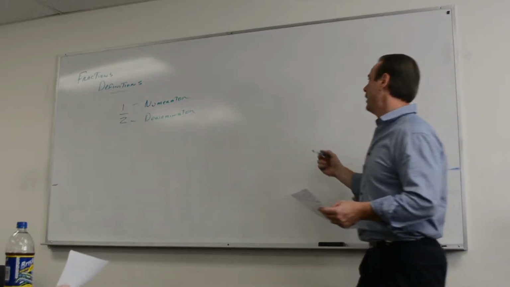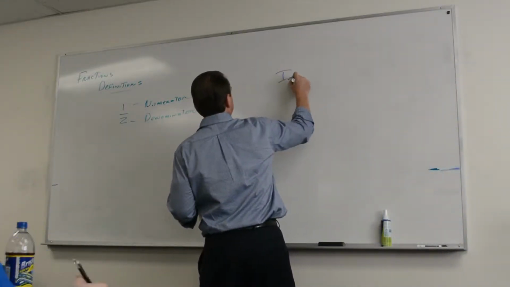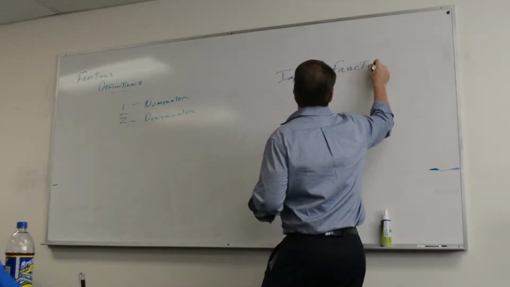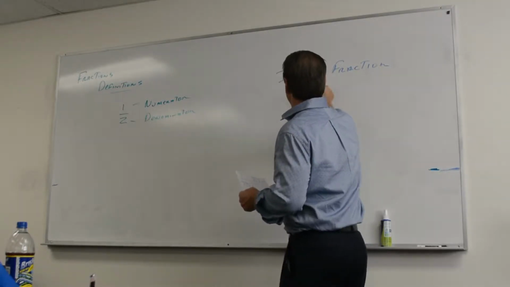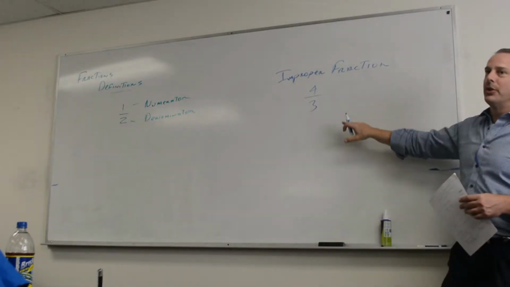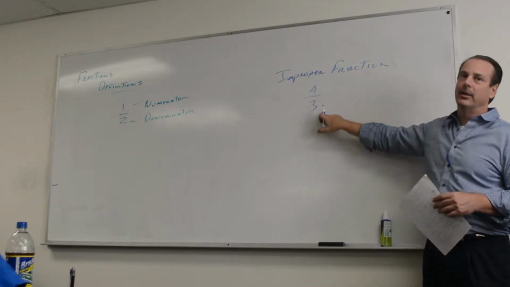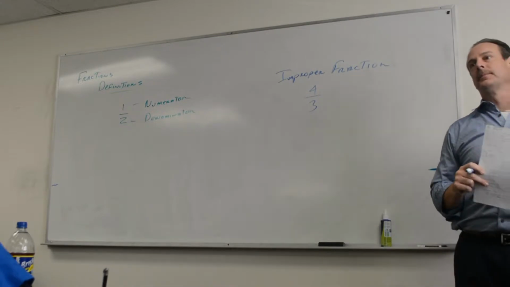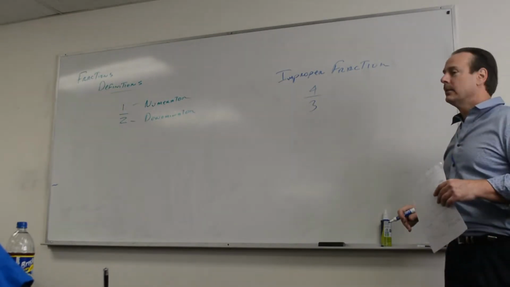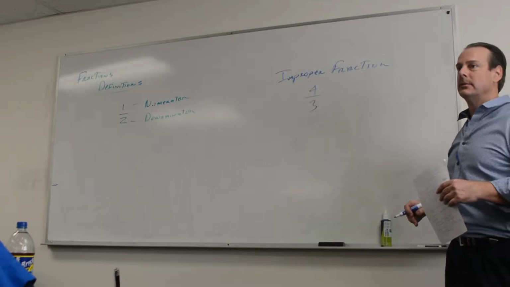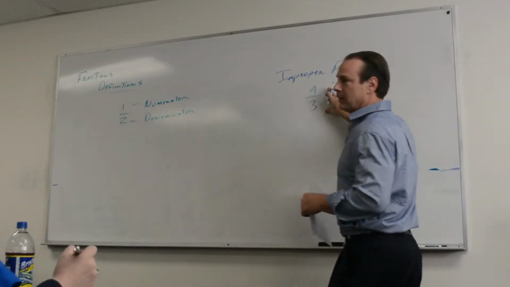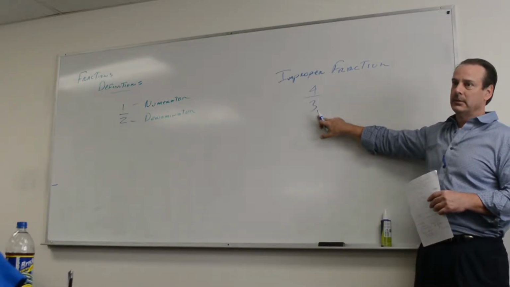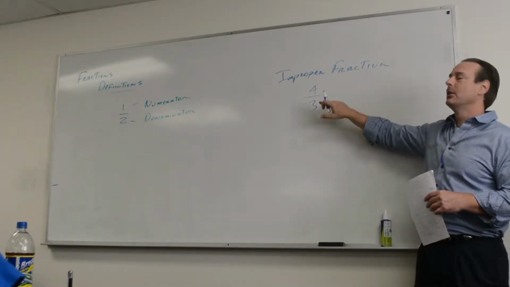Fractions. Do we do an improper fraction? An improper fraction is a situation where the numerator is larger than the denominator. This means that the value of this fraction is greater than 1. Everybody see that? So what is your definition again? An improper fraction is when the numerator is larger than the denominator. This means that this is larger than 1.